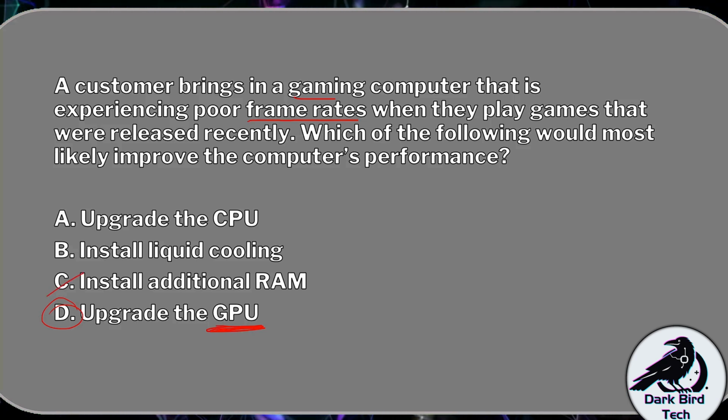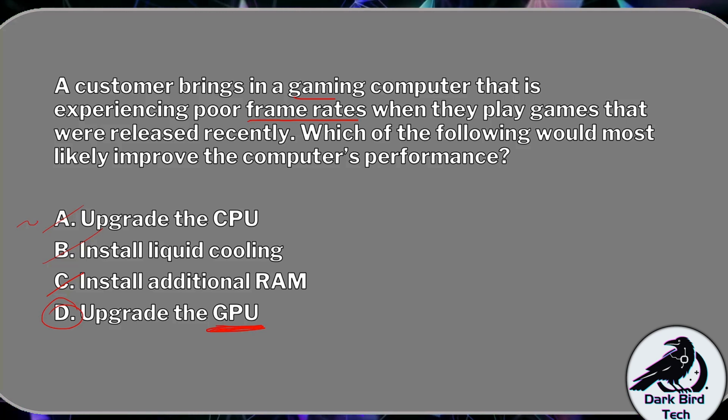Additional RAM, once you get past a certain amount of RAM, it's not going to make that much difference to the game. And yeah, the CPU is sort of a good option, but not completely here. And the liquid cooling would be a good option in the long term for CPU performance, unless you go for a custom cooling loop, which includes the GPU. But now we're really overcomplicating that.